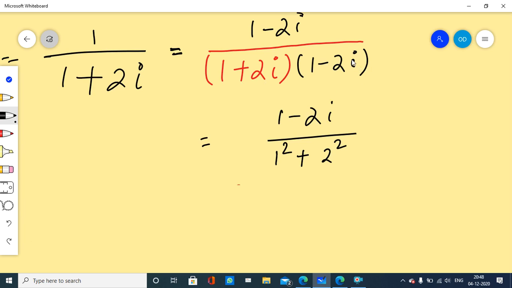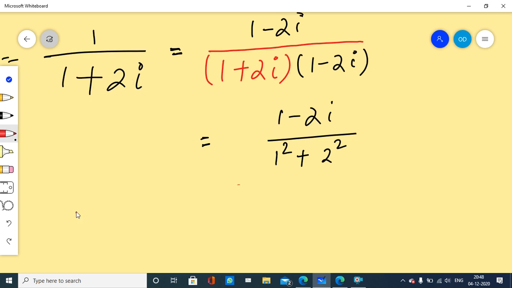Also, here I haven't changed any value. 1 plus 2i into 1 minus 2i is equal to 1 square plus 2 square. On the numerator is 1 minus 2i. I haven't made any changes to the value. But yes, I am making a change. What kind of change is that? I am just changing its form. I am just changing how it looks. You get my point?